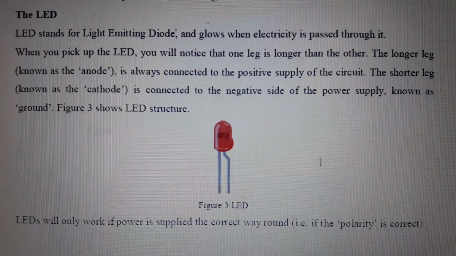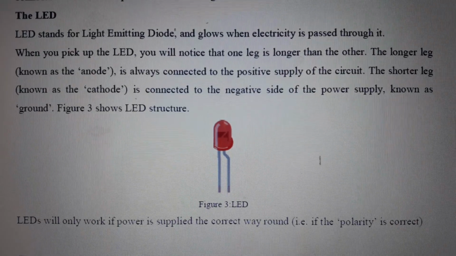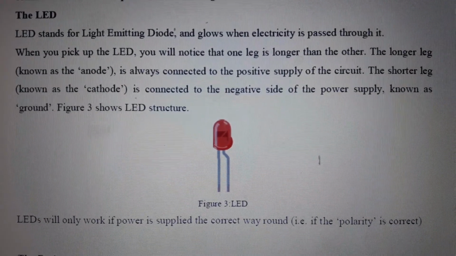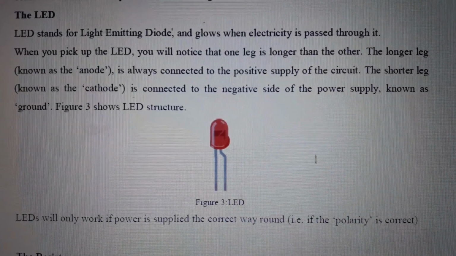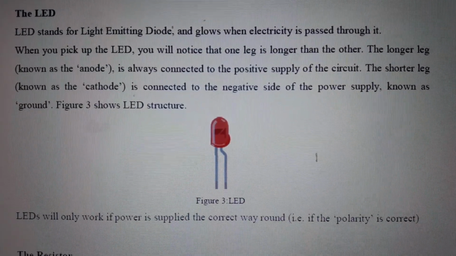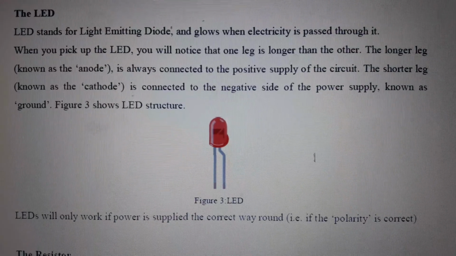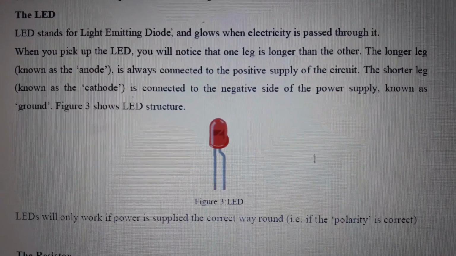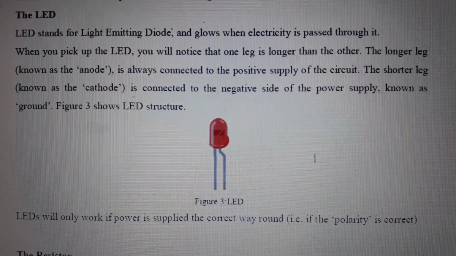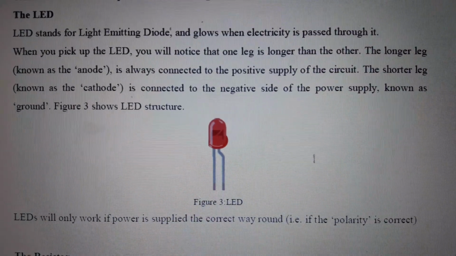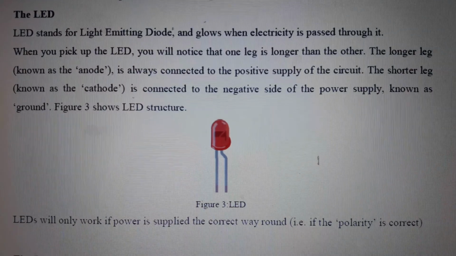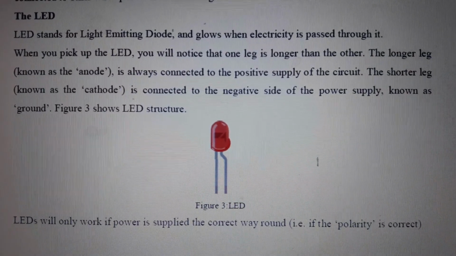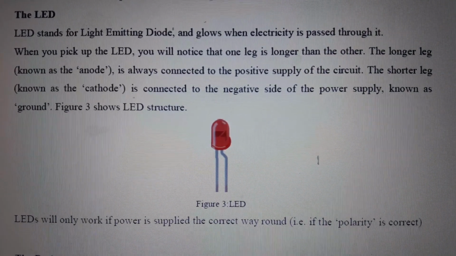LED stands for light emitting diode and it glows when electricity passes through it. When you pick up an LED, you will notice that one leg is longer than the other. The longer leg, known as the anode, is always connected to the positive supply of the circuit. The shorter leg, known as the cathode, is connected to the negative side of the power supply, known as the ground. The figure below shows the LED will only work if power is supplied the correct way around, that is, the polarity is correct.